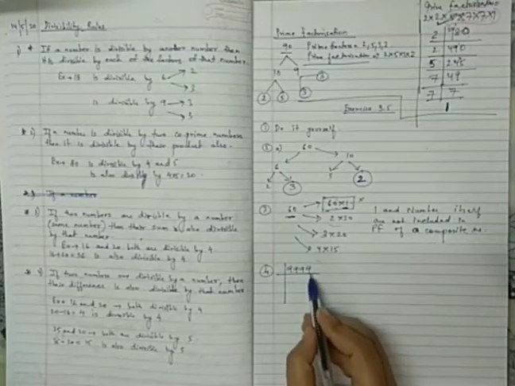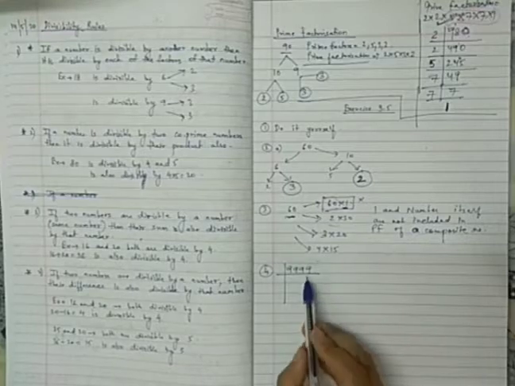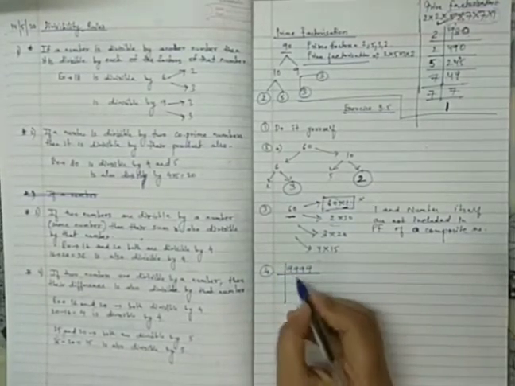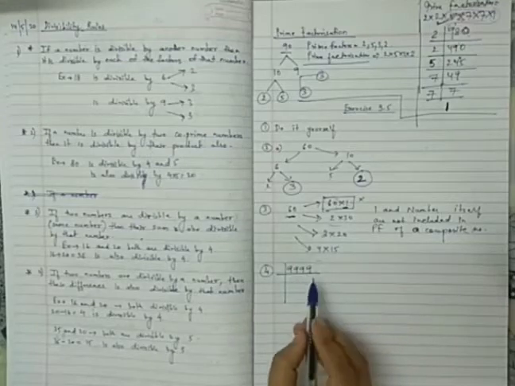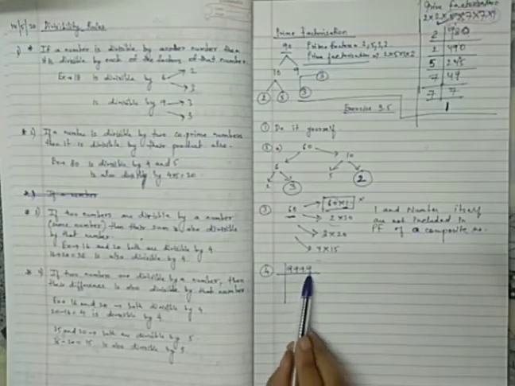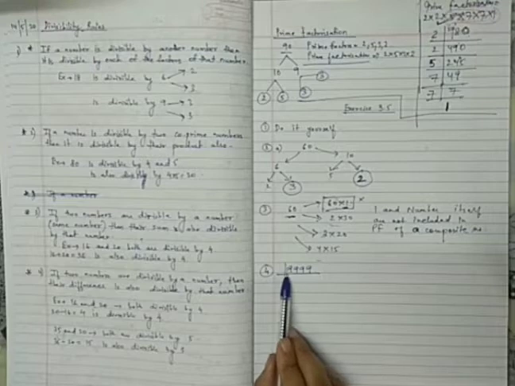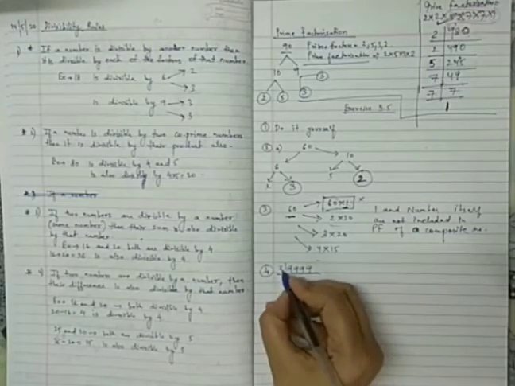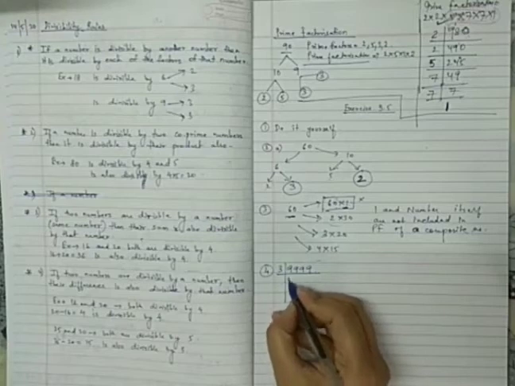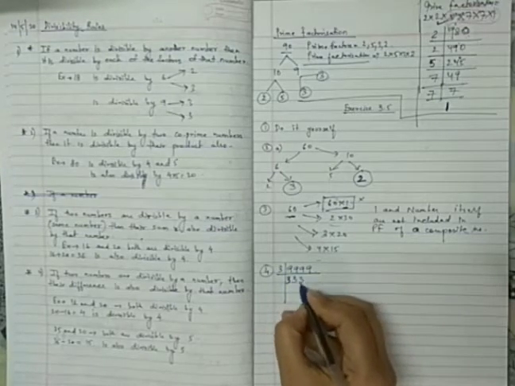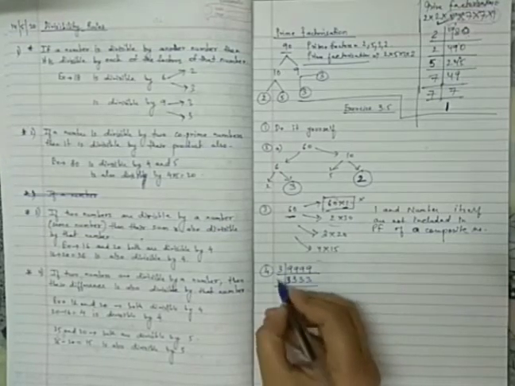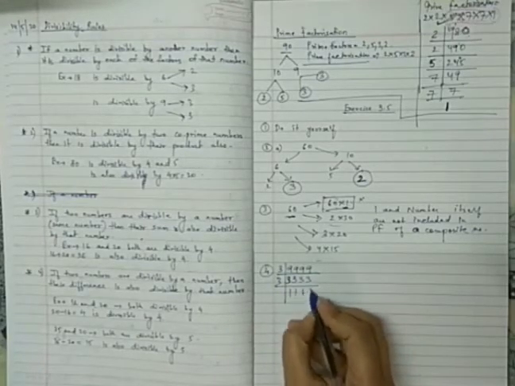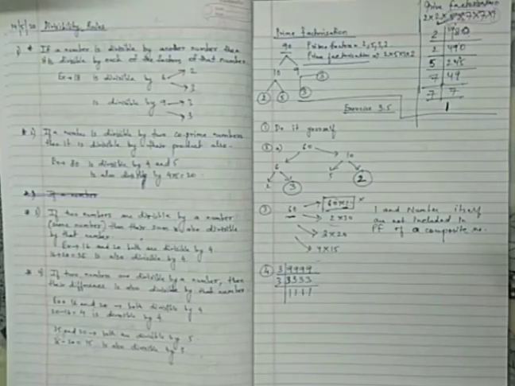See, it will not go by 2, because the last number is not even. So we will start by 3. This will go by 3. We'll check. 9 plus 9, 18. 18 plus 18, 36. So this is divisible by 3. So what do we get? 3 threes are 9. Further it goes by 3. You get 1, 1, 1, and 1.